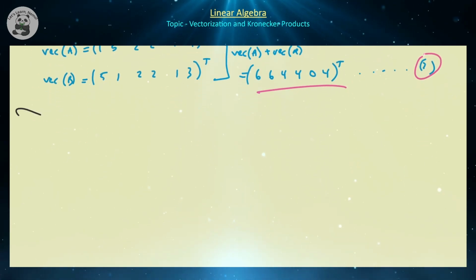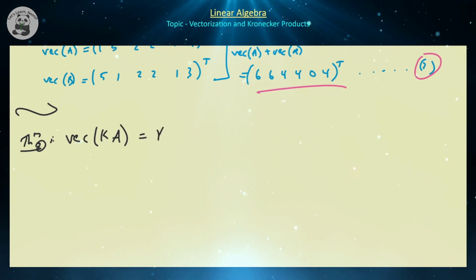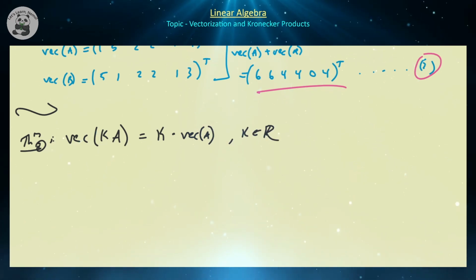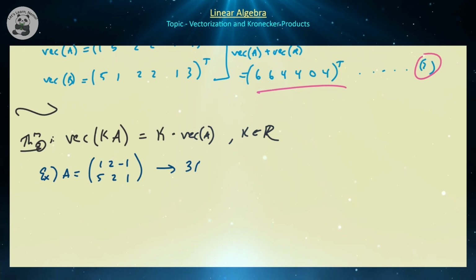Another theorem that is actually quite useful is the following. The vectorization of a constant times a matrix is going to be equal to the scalar product of k times the vectorization of that particular matrix. And here k is a scalar and A is a matrix. So let's just illustrate this with an example. Let's assume that we have A, 1, 2, minus 1, 5, 2, and 1. And let's multiply this matrix by 3.